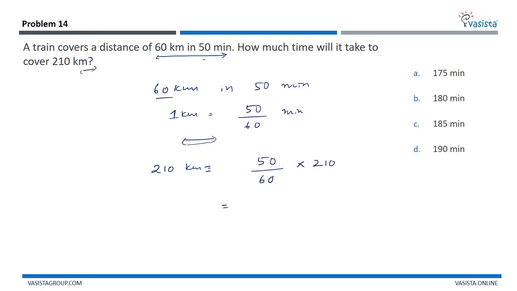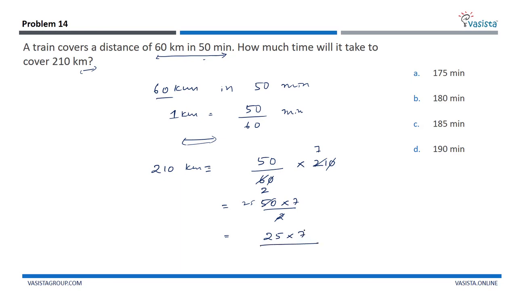Now simplify it. 0 will be cancelled. 3 2s are 6, 3 7s are 21. So this will become 50 into 7 by 2. Now again you can simplify. 2 1s are 2, 2 25s are 50, correct. So this will become 25 into 7.